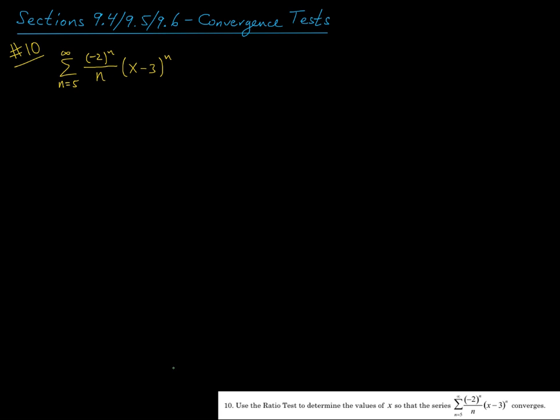All right, question 10 says, use the ratio test to determine the values of x so that the series, which is the sum of (-2)^n over n times (x - 3)^n, and n starts at 5 here, converges.